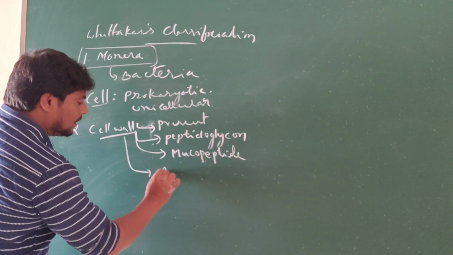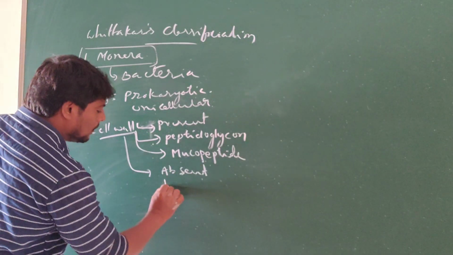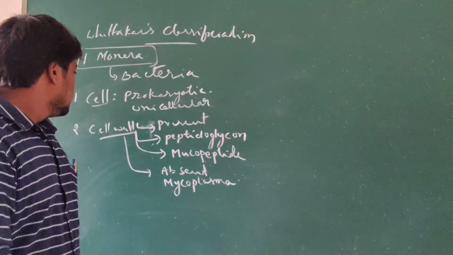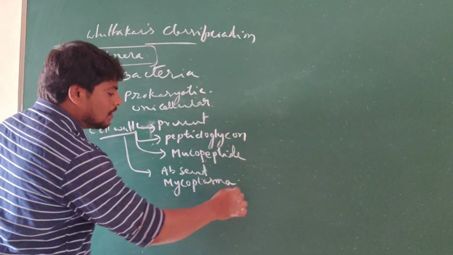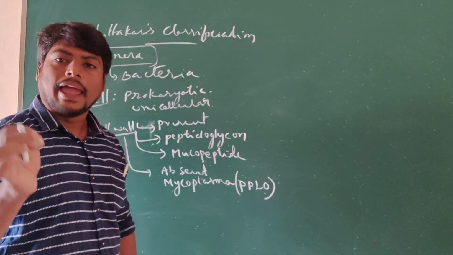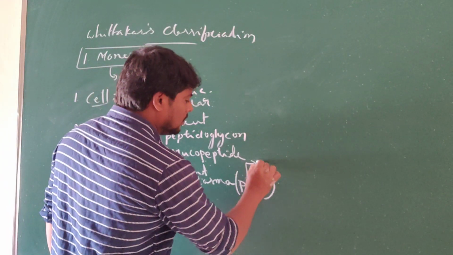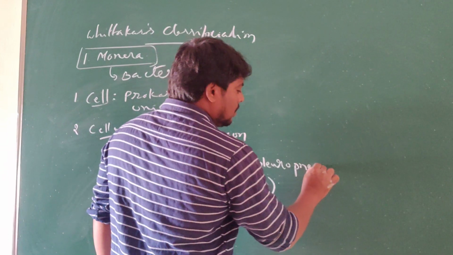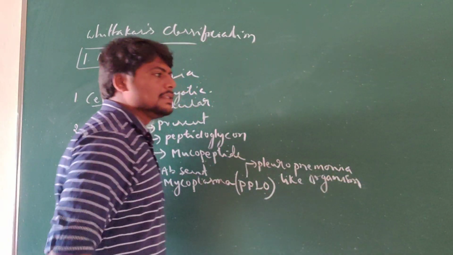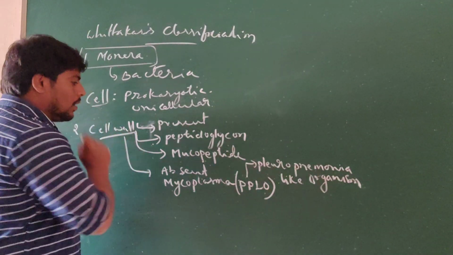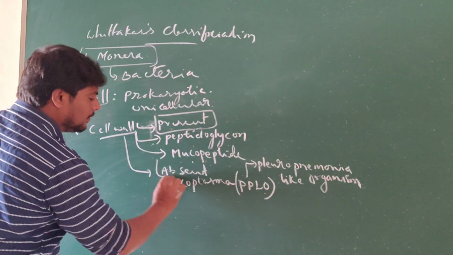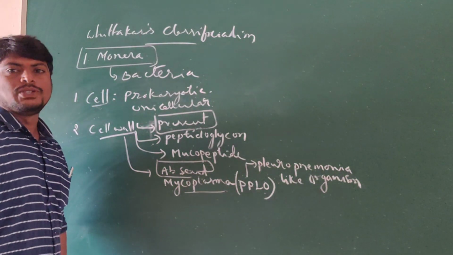Whereas the cell wall is absent in Mycoplasma bacteria, also called PPLO. PPLO means pleuropneumonia-like organism. It is the smallest bacteria. If the cell wall is present, it is composed of peptidoglycans or mucopeptides. If the cell wall is absent, where is it absent? In Mycoplasma bacteria. That is the cell wall.